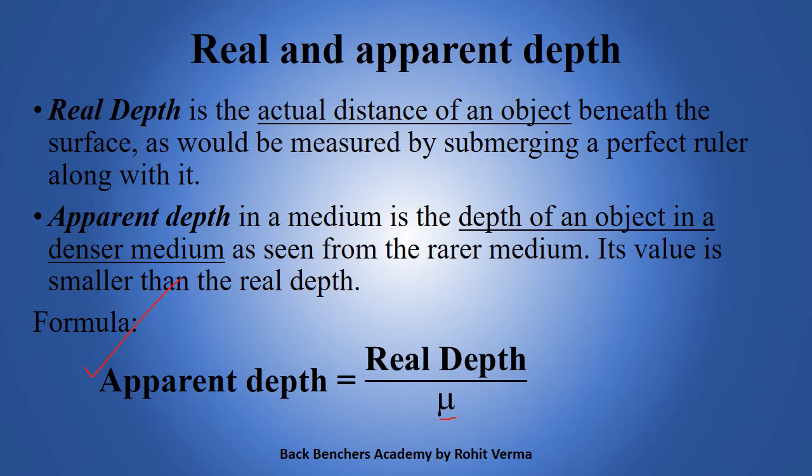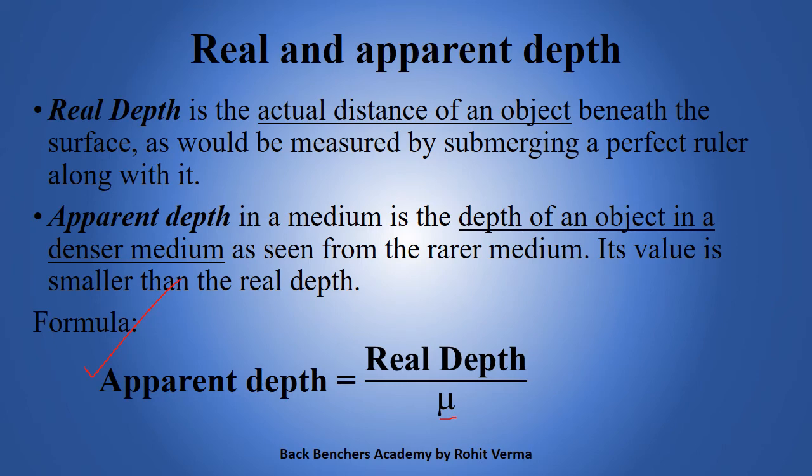And apparent depth, on the other hand, is the depth of the object in a denser medium as seen from a rarer medium. So its value is always smaller than the real depth. Practically, let's say you're standing outside a swimming pool filled with water, and you drop a coin inside the pool and observe the coin from outside. The depth you observe will be comparatively less than the real depth. So what we are able to see is a virtual depth. That's what we call apparent depth.